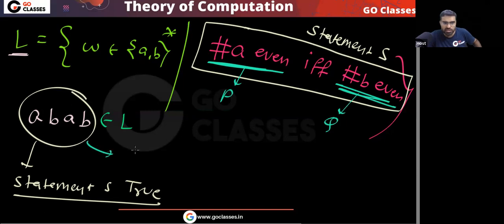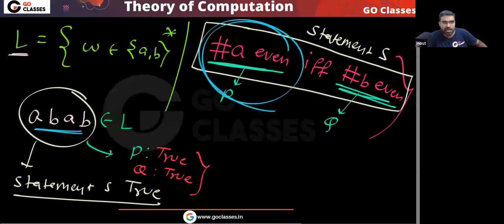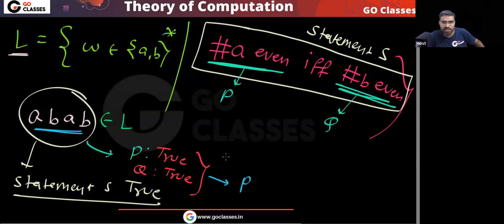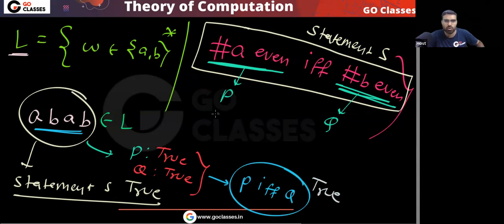So for this string, what is P? P is true. And what is Q? Q is also true. Number of A's is even, that is true. Number of B's is even, that is also true. So P is true, Q is true. That is the reason I can say P if and only if Q is true. Yes, this is also true. Yes or no?